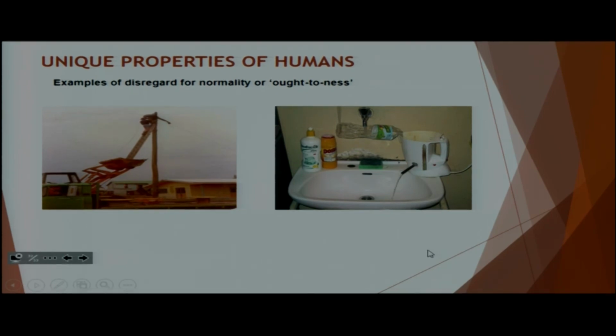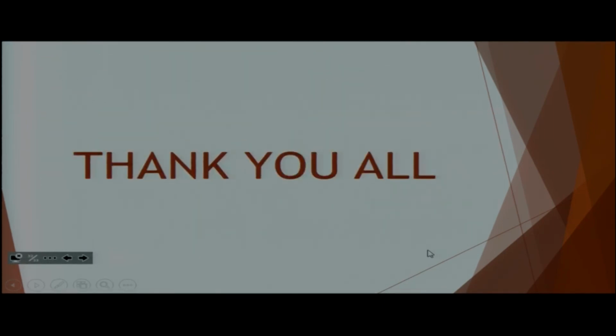It's got an Energade bottle there, water flowing straight to the kettle. Probably that kettle is on already, and what he expects there is hot water from the basin. And that's what humans can do. And it's disregard of normality.